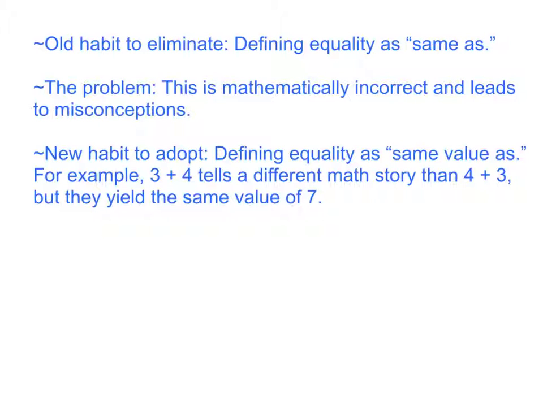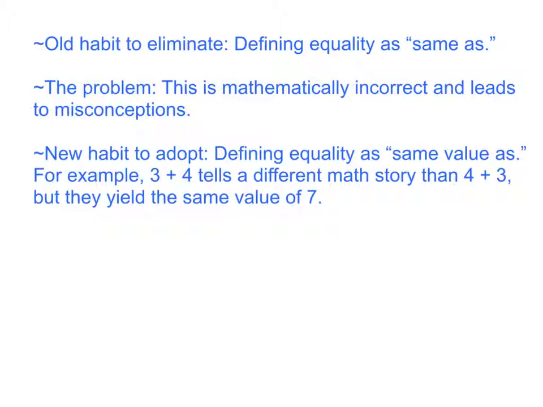value as. For example, 3 plus 4 tells a different math story than 4 plus 3, meaning that if I have 3 apples and I'm given 4 more, that's a different story than if I had 4 apples and I'm given 3 more. But the two expressions, 3 plus 4 and 4 plus 3, yield the same value of 7.